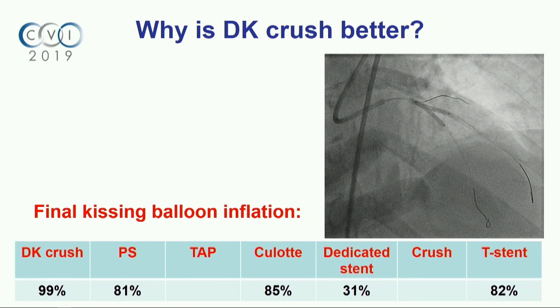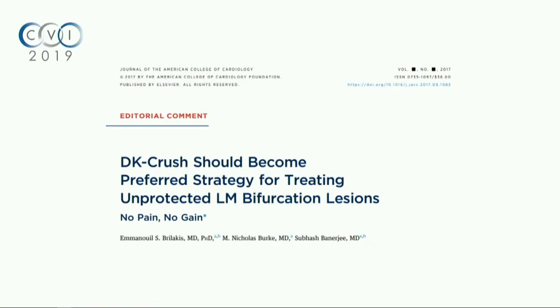So the advantage of doing DK crush, you can reliably get back into both vessels and do a final kissing balloon inflation. If you look at provisional stenting, you can only do it 80% of the time. If you look at culotte, 85%. If you look at T-stent, 82%. So there's no other two-stent bifurcation technique in which you can actually reliably get back in and do your final kissing balloon inflation. And again, that's why you get, I think, the better outcomes.